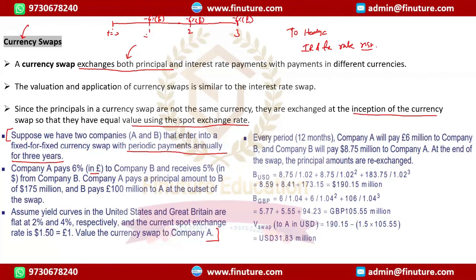and they are receiving how much? 5% dollar payment. So from this information, can you tell me what amount, what currency they have borrowed and what currency they have lent? Come on, observe and tell me. They are paying 6% in sterling, what they would have borrowed, and they are receiving 5% in dollars, what currency they would have lent.